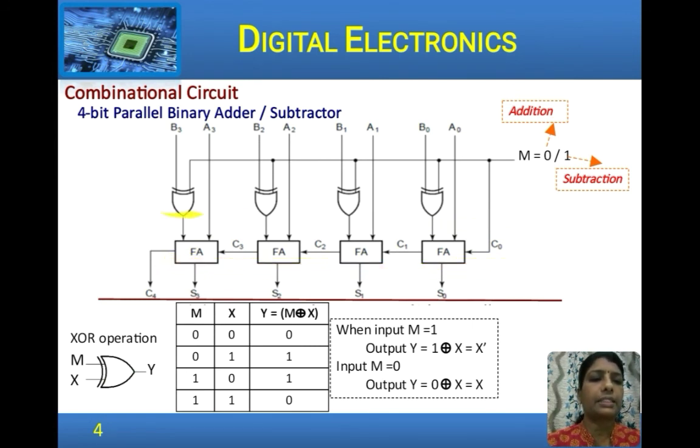XOR gates are used, and the M control line, which decides whether it is going to be addition or subtraction, is given as an input to each of the XOR gates, and the other input is the subtrahend or the addend that is given. Let us see how it goes. For an XOR gate, we already know the operation, the truth table of which is given.